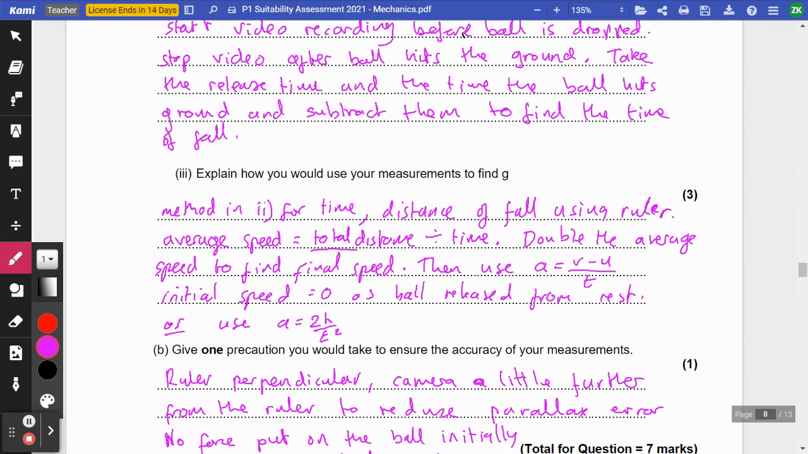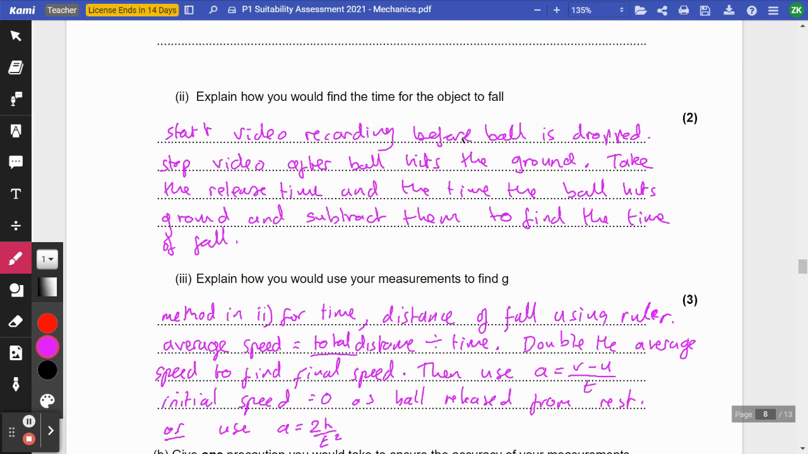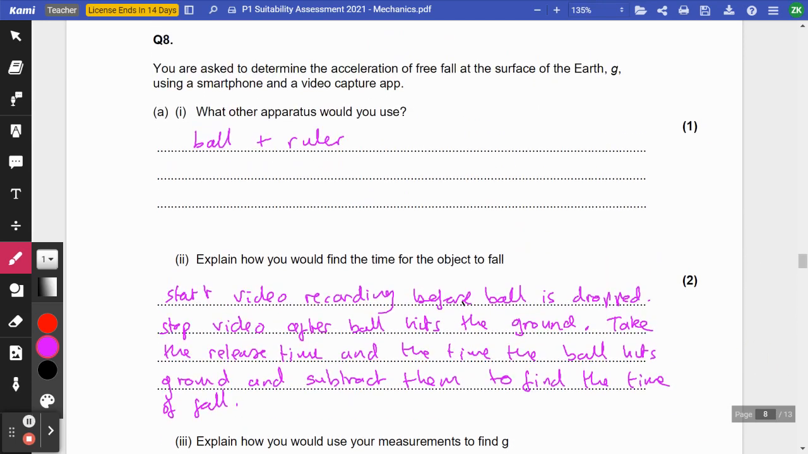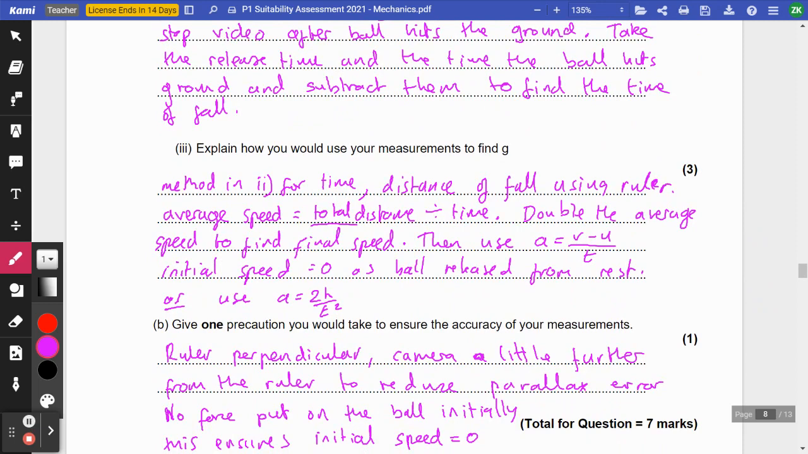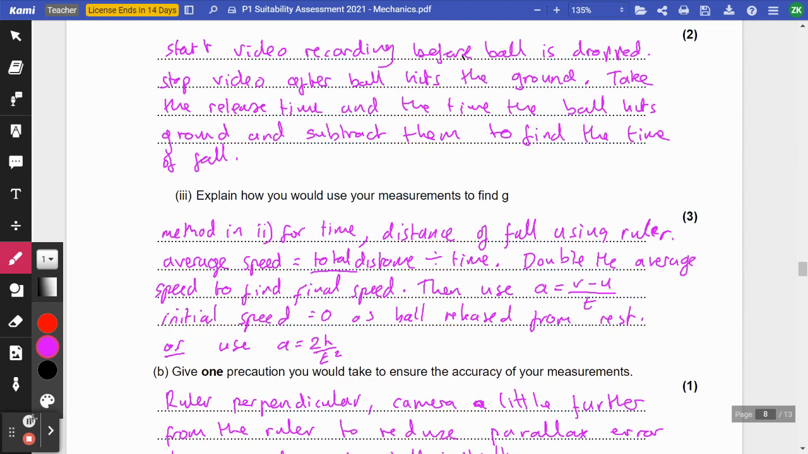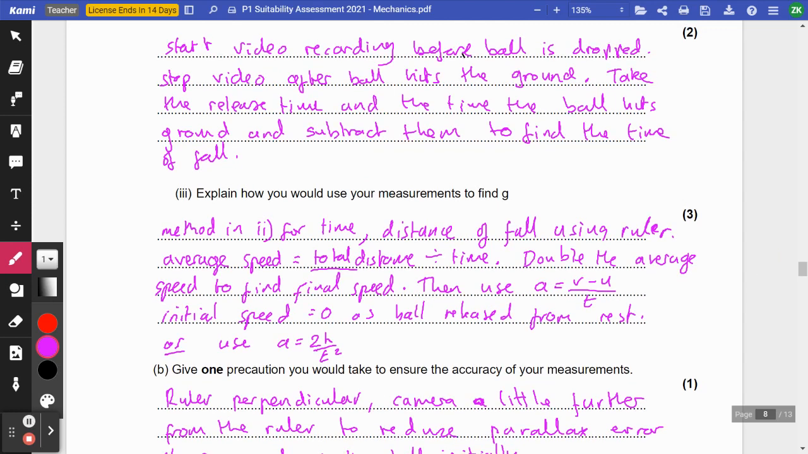Okay, explain how you'd use the measurements to find G. So you've just got time from the slow motion camera app. The ruler will enable you to get a distance. So method in part 2 for getting the time, distance of fall using a ruler. From that you can work out average speed. Write down how to work out average speed. Okay, you need to say exactly how you do it. It's an explain. So it's total distance divided by time.